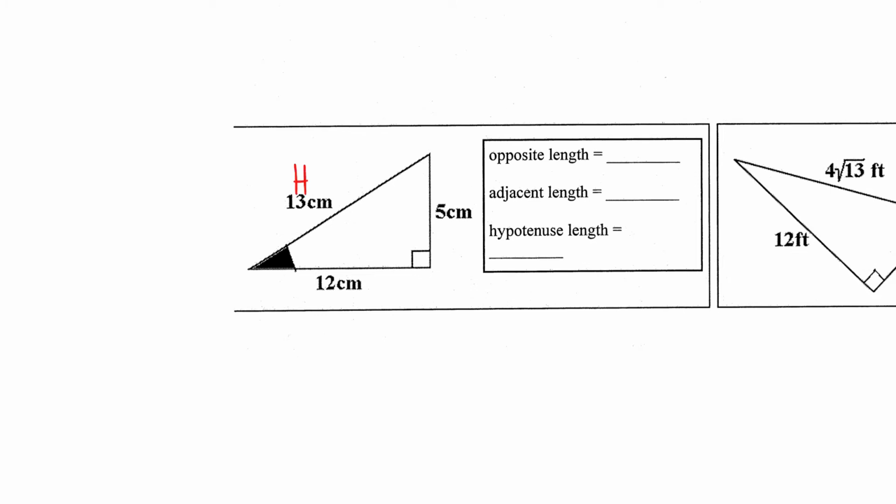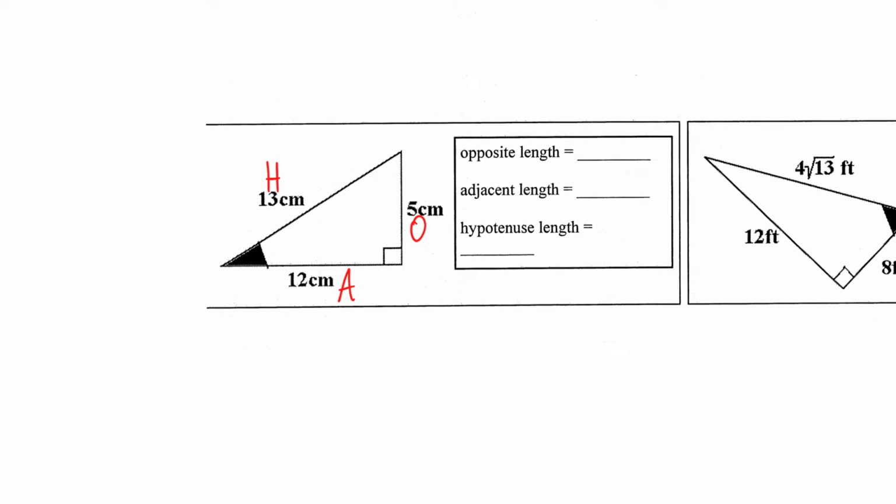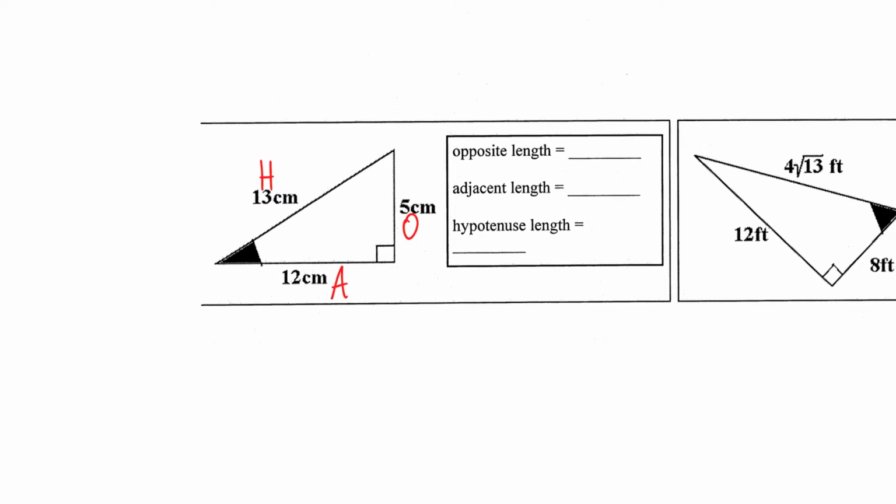Okay, so here, which one is the H? 13. Which one's the A? 12. And then the O is 5. So the opposite length is 5 centimeters. How long is the adjacent side? 12 centimeters. And how long is the hypotenuse? 13 centimeters.